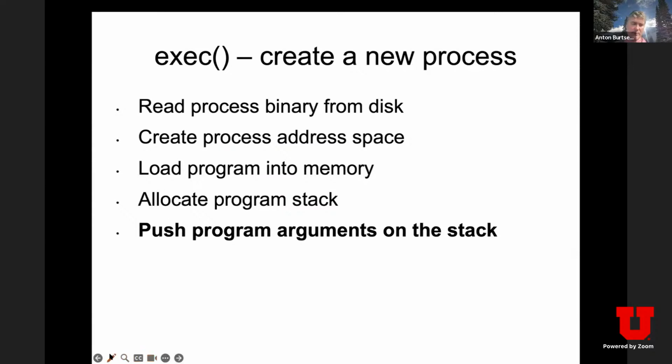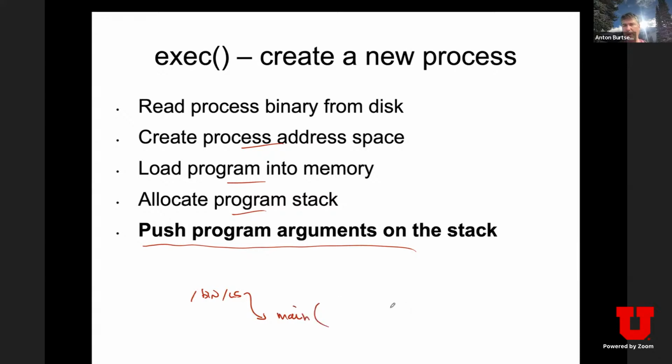Moving forward, remember all the steps which we've done for implementing exec. We created the address space, the blue one, loaded it from disk, and allocated a stack. Now we're going to push the program arguments on the stack, right? Because the program starts, this bin_ls which we're creating, inside, of course, there will be a main function. And main function, does anyone remember what arguments main takes? Who can tell me? Correct, argc and argv, right?